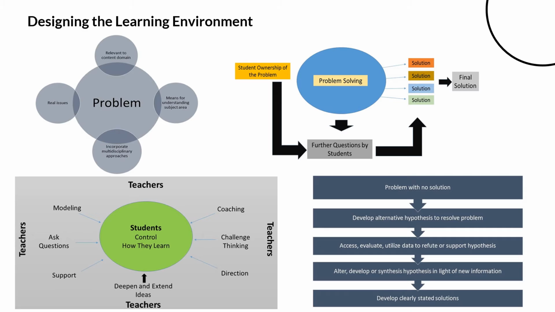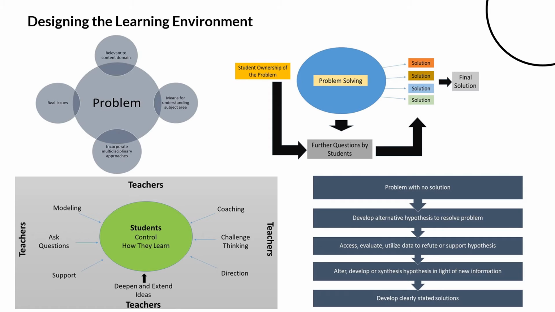And the third is teacher role. The graphic shows that the students control what they learn, but the teachers continue to provide the tools and scaffolding they need to ensure that learning takes place. This scaffolding includes modeling, coaching, asking questions, support, direction, challenging thinking, and extending ideas.